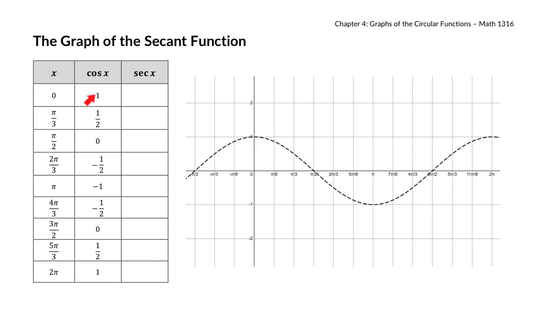This time, cosine of 0 was 1. What is the reciprocal of 1? 1. What is the reciprocal of 1/2? 2. And the reciprocal of 0? Undefined. If I keep going and continue to do the reciprocals of all of these values of cosine around the unit circle, I'd end up with the following table.